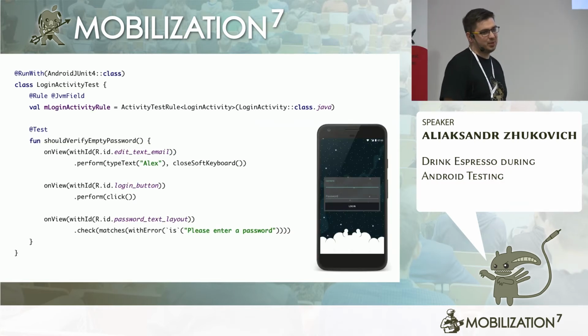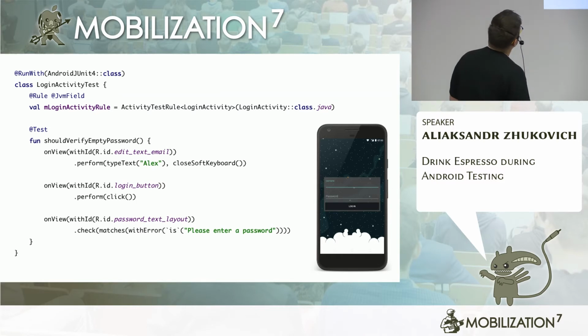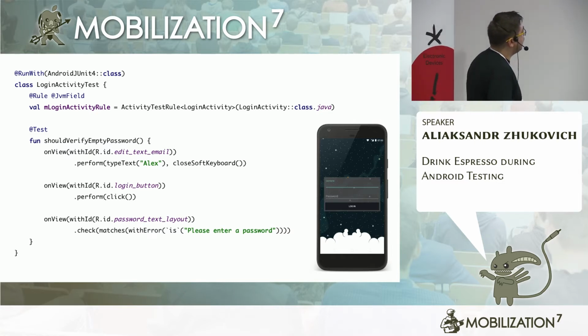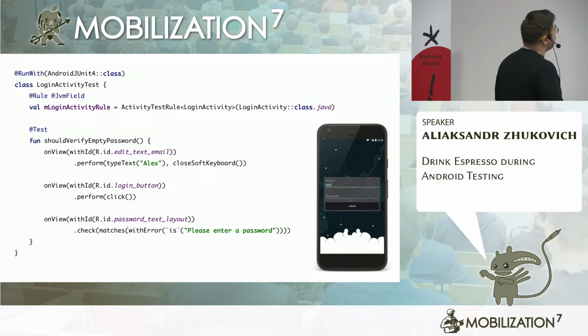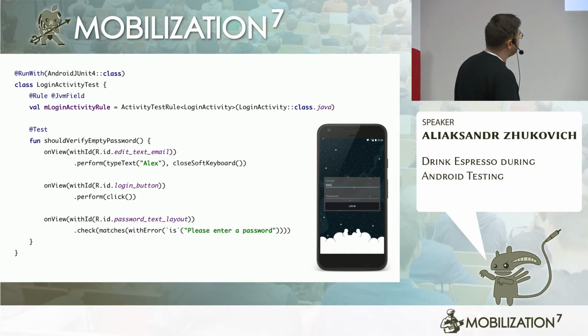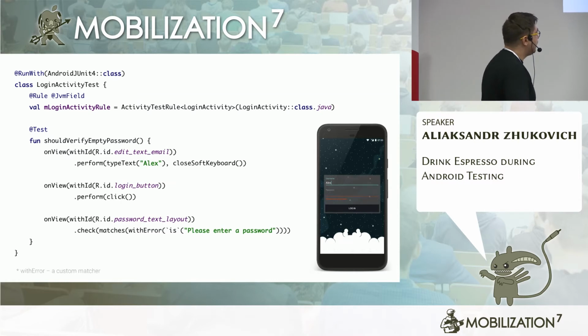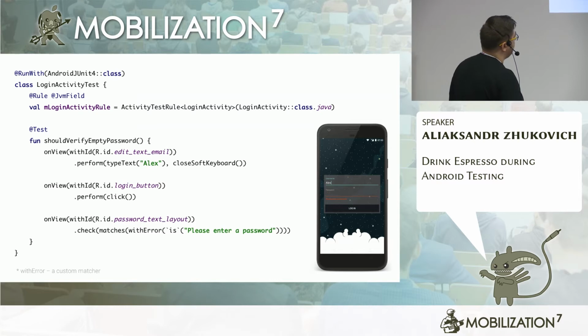Here we have a simple example with a login screen. First of all, we should create an activity test rule for our login activity, and here we have a test. First of all, we are looking for a view with edit text email, type text, and close the keyboard. The next step is to press the login button, and finally we check that our password text layout has an error. Here we use the withError matcher.